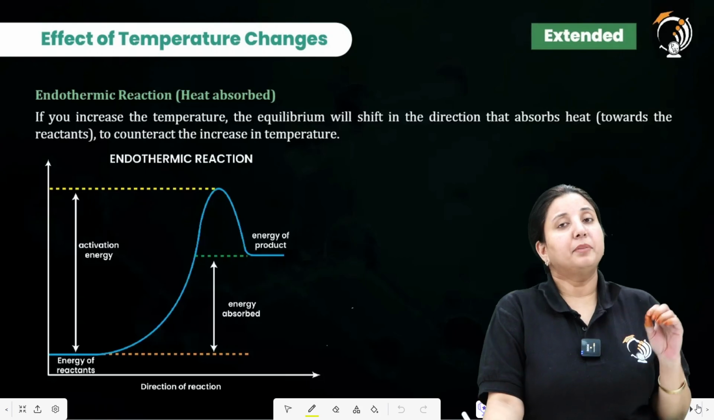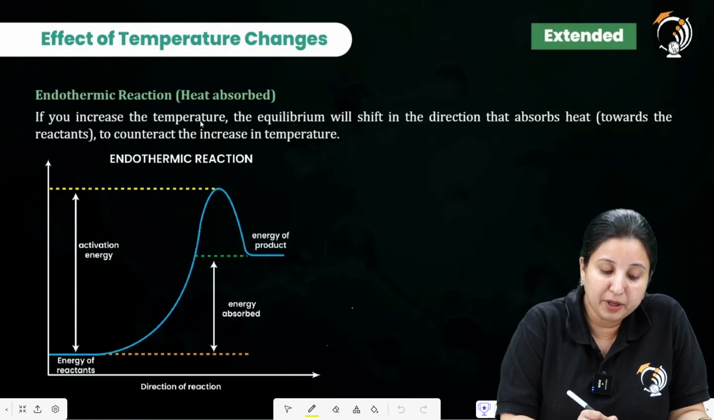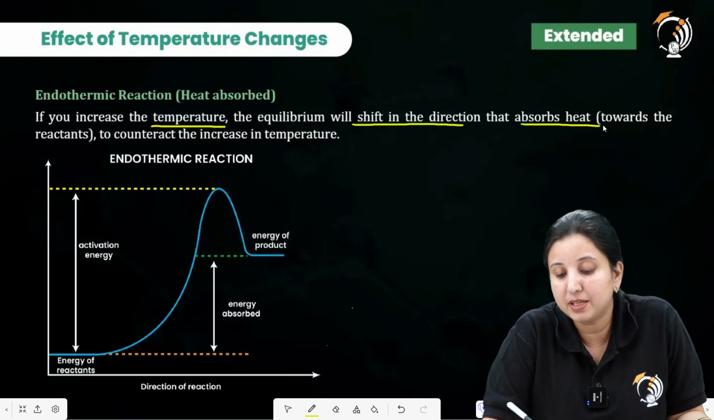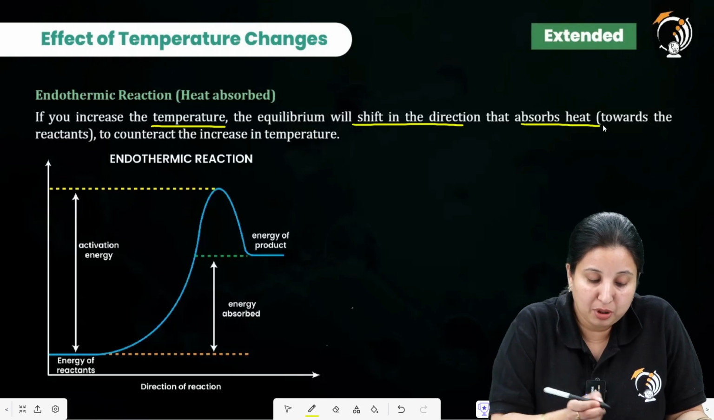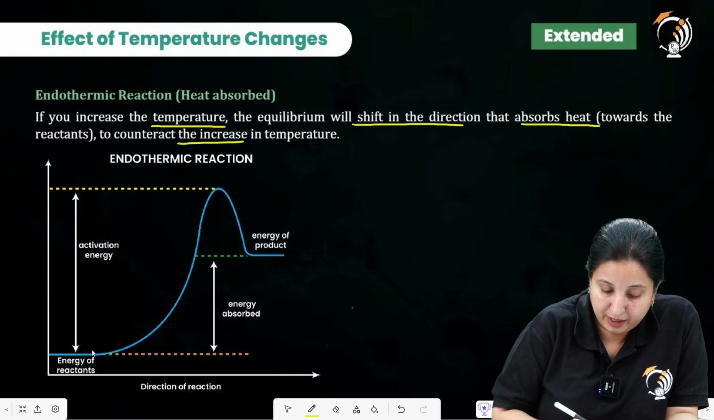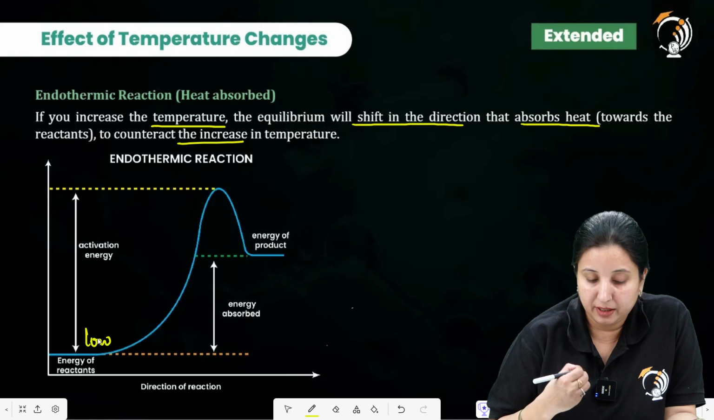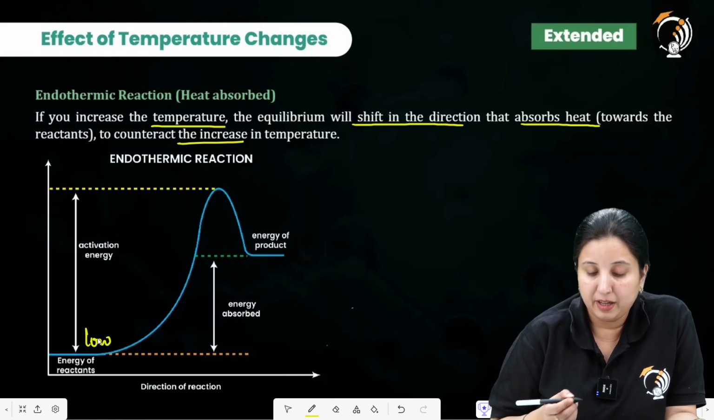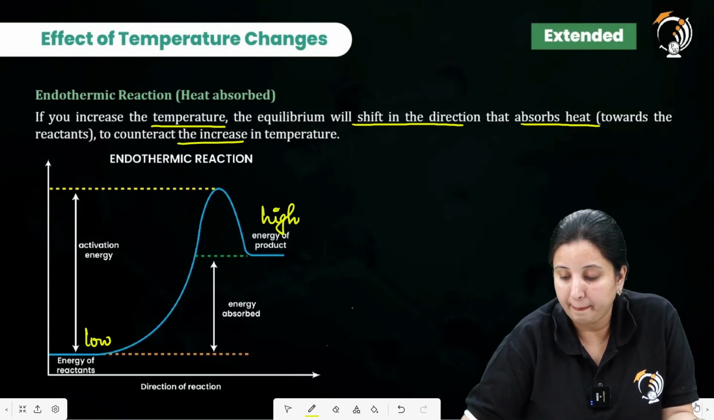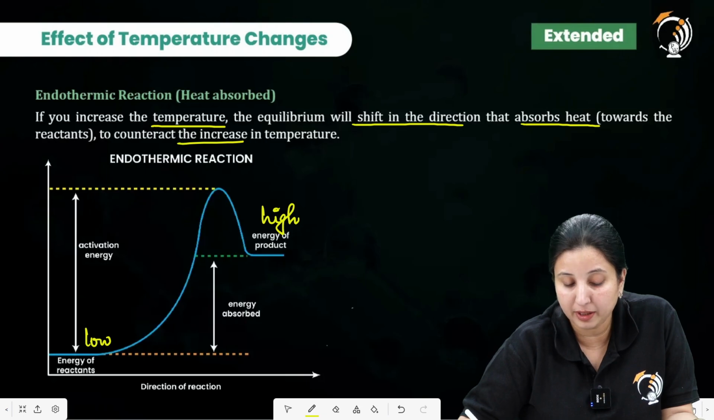Now, endothermic reaction. We all know endothermic reaction means that heat is being absorbed. So if you are going to increase the temperature, the equilibrium is going to shift in the direction that absorbs heat, to counteract the increase in temperature. Now, look over here. In starting, we are having the energy of the reactants which is low. And as the reaction proceeds, we get the products. So over here the energy of the product is higher. And why is it so? Because in the case of the endothermic reaction, we are required to give heat to the reactant.